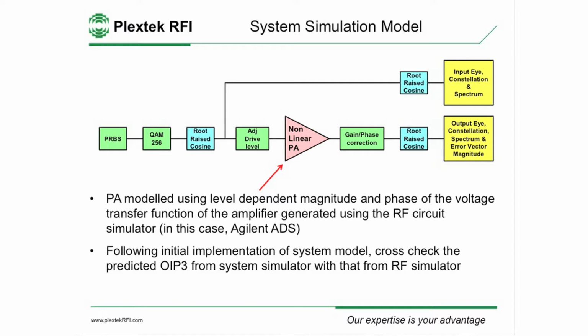We adjust the drive level to set the level to what we want to go into our PA. And then we have a model for our PA, and it's a level-dependent model. And we have a magnitude and phase transfer function of that PA, which we've generated from our circuit simulator. In this case, we used Agilent ADS, no doubt soon to be Keysight ADS. Some gain phase correction, another root-raised cosine filter, and we look at what the output eye, constellation, the spectrum, and the error vector magnitude look like there. What are we actually transmitting after our PA?